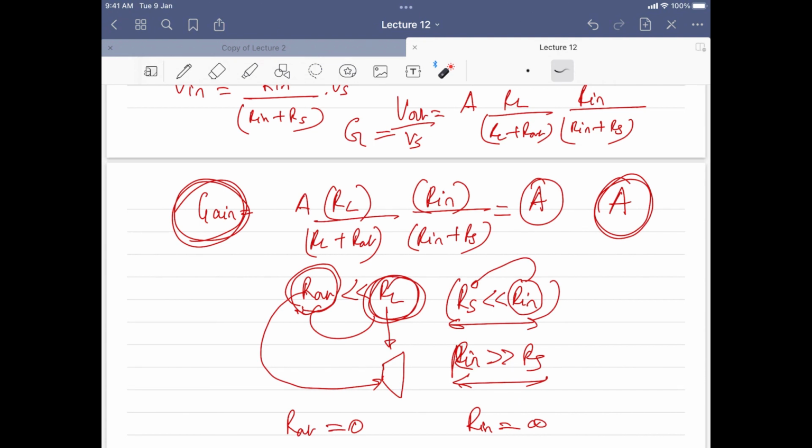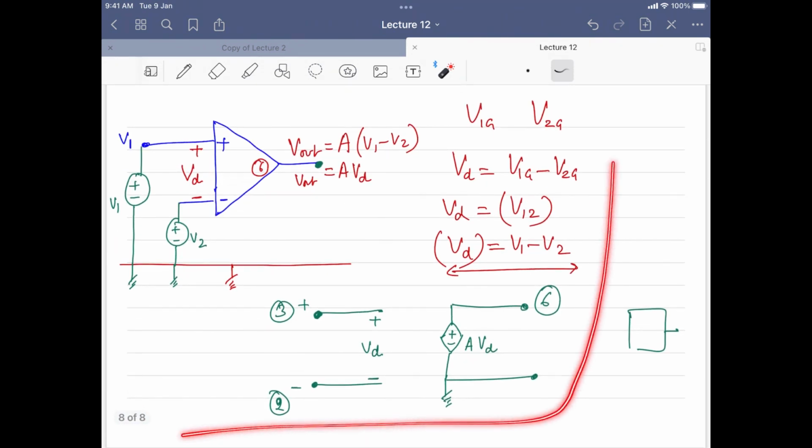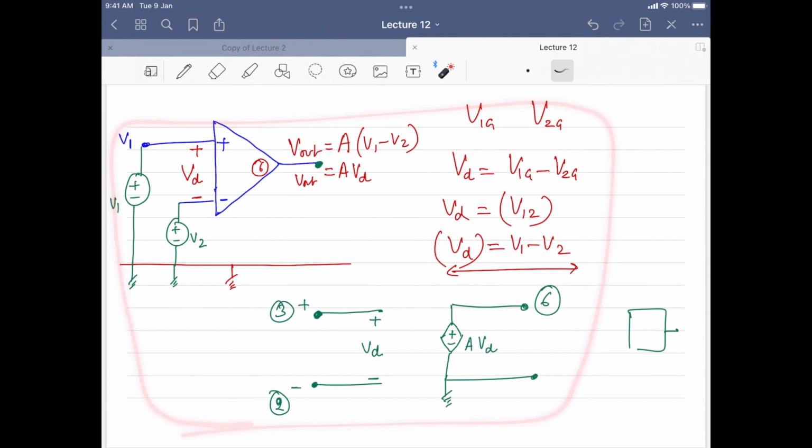So you cannot make R out equal to RL for the simple reason that your gain will reduce by 2. Okay, so any questions related to this discussion? Yes, please.